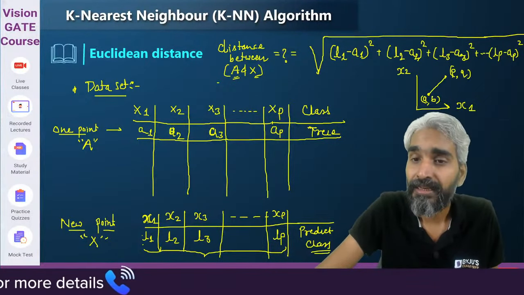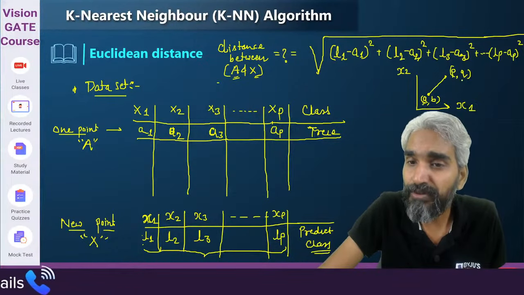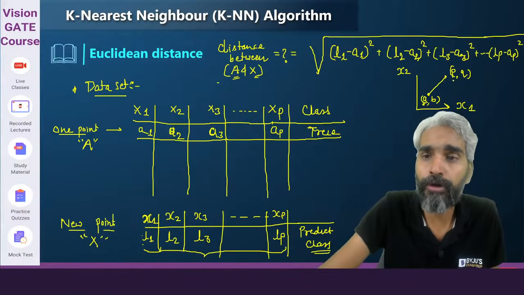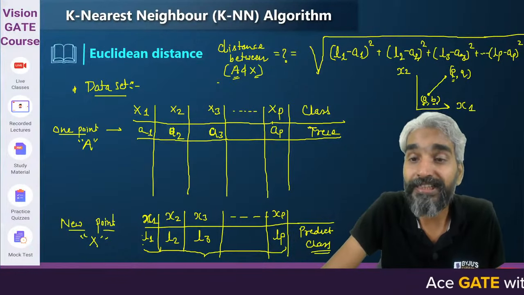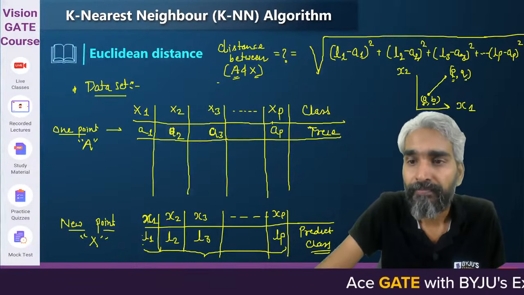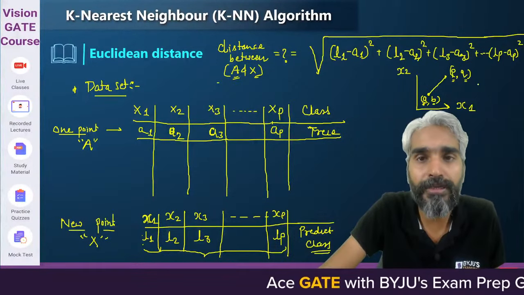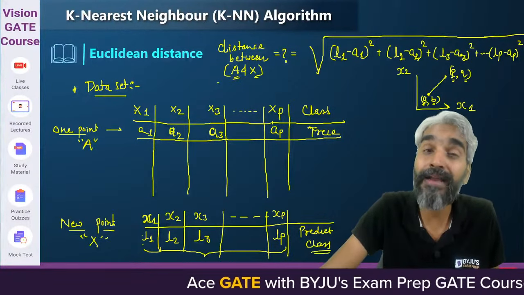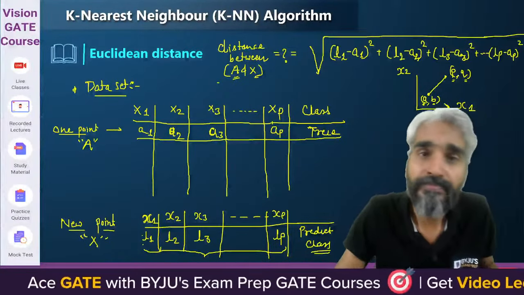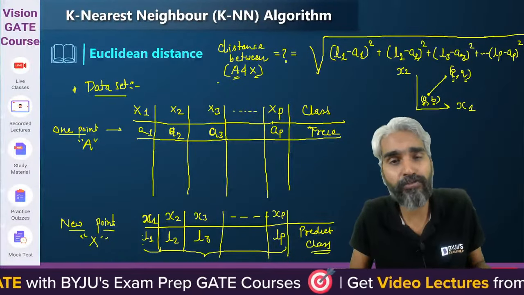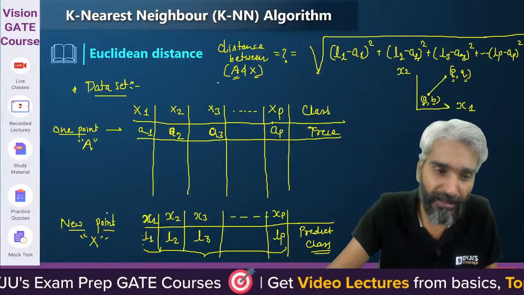The value in the x1 dimension is a for the old point, and p for the new point. The value in the x2 dimension is b for the old point, and q for the new point. Therefore, the distance will be the square root of (a minus p) squared plus (b minus q) squared. Yes or no? So please try to understand.